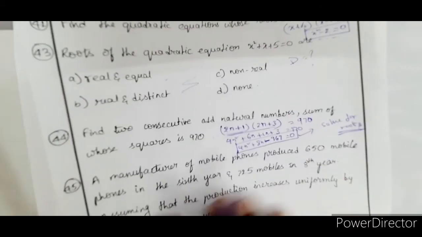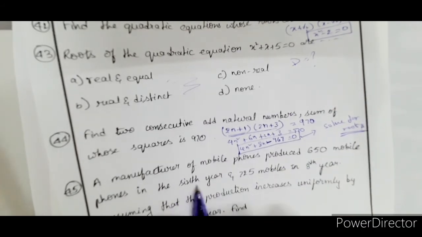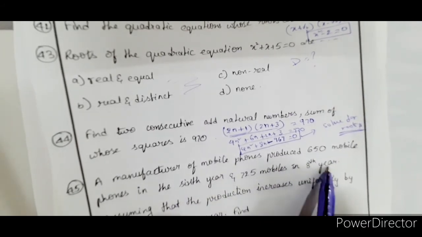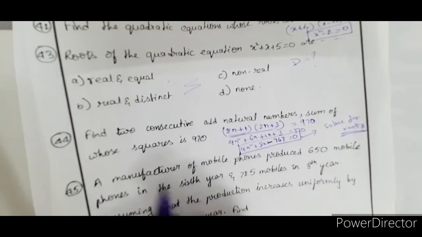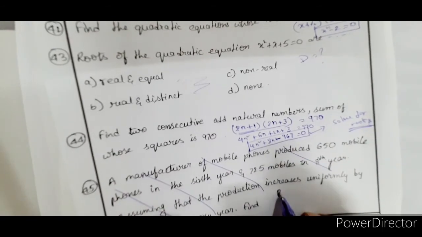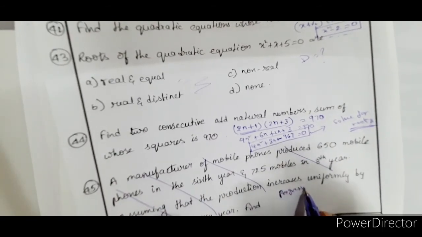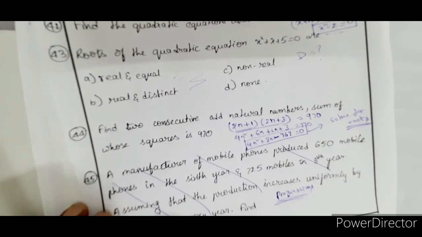Right. So a manufacturer of mobile phones produced 650 mobile phones in the 6th year and 725 in the 8th year, assuming the production increases uniformly. Now this doesn't belong to quadratic equations. This is from progressions. So children, make a note of this one. This doesn't belong to quadratic equations.